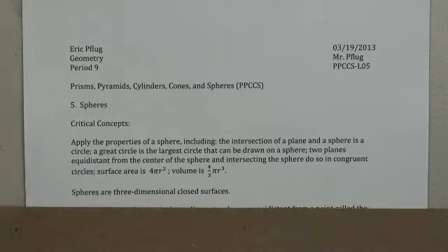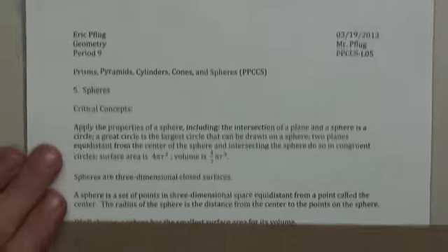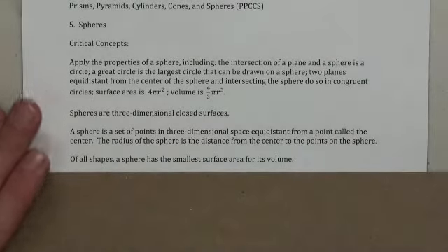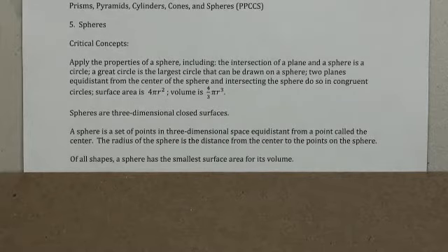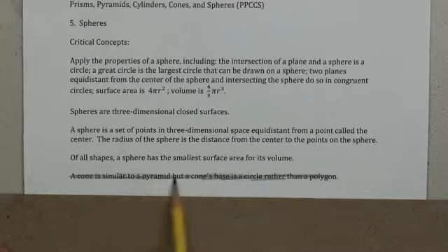Let's see. Spheres are three-dimensional closed surfaces. A sphere is a set of points in three-dimensional space equidistant from a point called the center. The radius of the sphere is the distance from the center to the points on the sphere. Of all shapes, a sphere has the smallest surface area for its volume. A cone is similar to... let's forget that. That was in the last lesson, and I forgot to delete it. Okay, there we go.